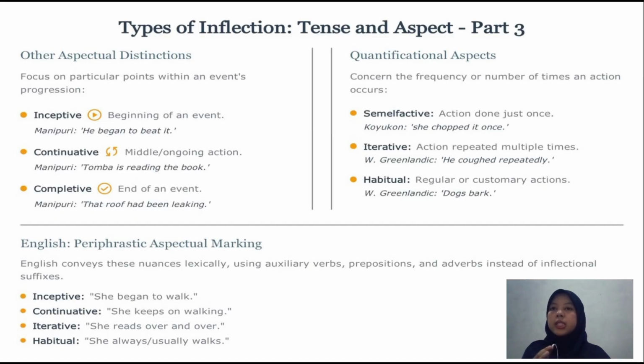The last is habitual. Habitual describes an action that she regularly or typically does. For example, she always walks. It means walking is a habit or something she does often as part of her routine, not just in one situation. So, English expresses aspect with phrases, not with morphological change.